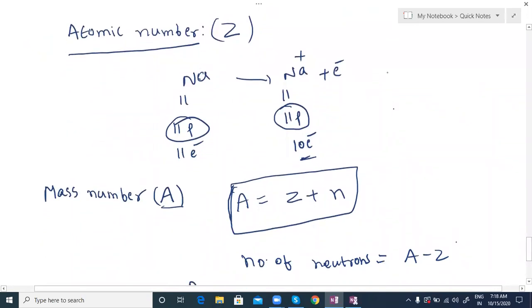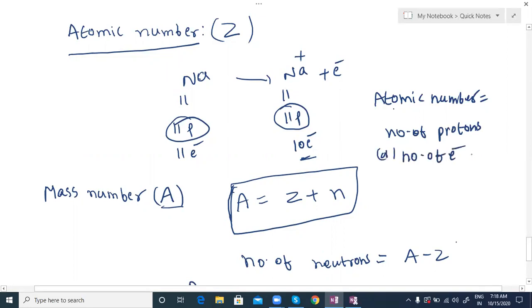I'm revising. Atomic number is the number of protons, or number of electrons, which is present in the neutral atom. Its symbol is Z. You can write atomic number equal to number of protons or number of electrons present in a neutral atom.